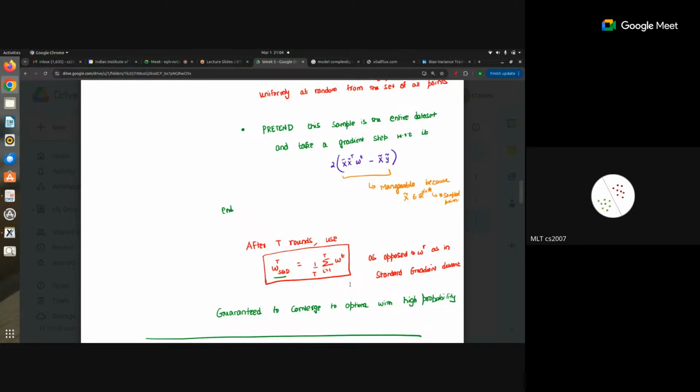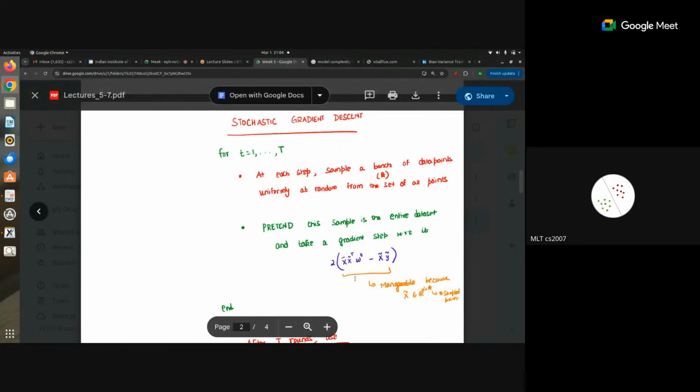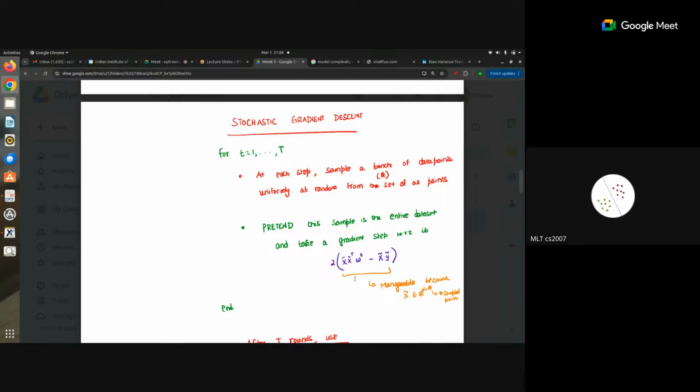Any other explanation to this? What is the purpose? When I say t equals 1 to T, what happens for t equals 1? We go in one particular direction, and in the second step we go in another particular direction. Like that, up to T steps, we go in different directions. Why are we going in different directions? Because we are choosing randomly selected data points.